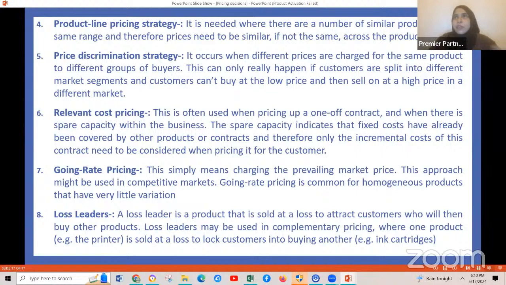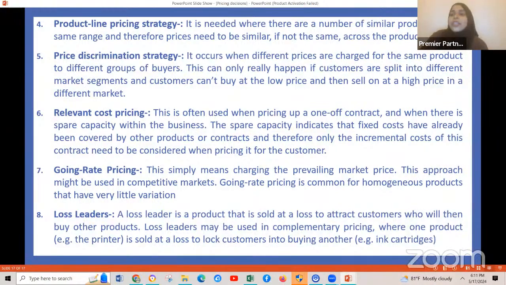Product line pricing: when you take Samsung, they have a few ranges of phones, the A series, the M series, the J series, the S series. Generally the S series is a little more expensive. The M series is more affordable, and the A series is very affordable. All the phones in the A series will be a similar price, and the ones in the S series will be a similar price. So it's product line pricing. The products in one line have a similar pricing structure.